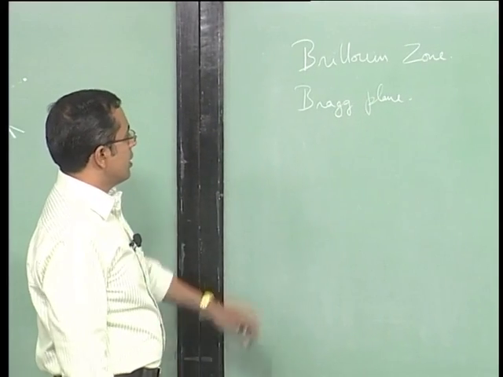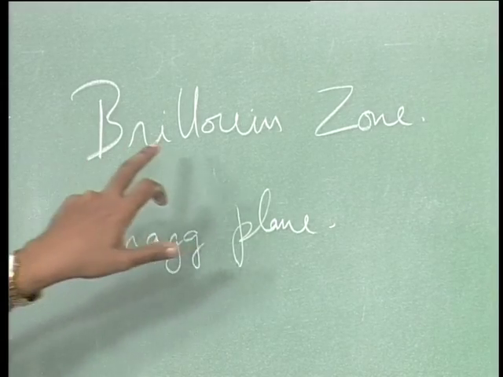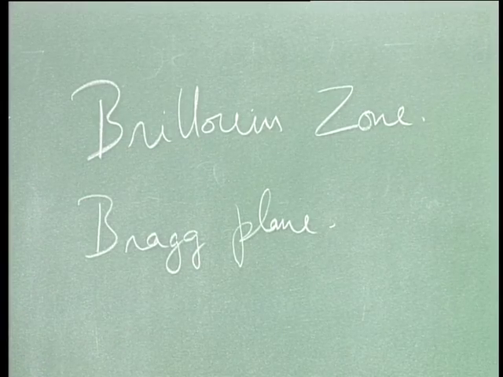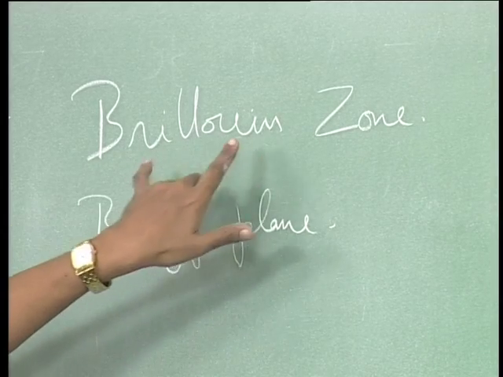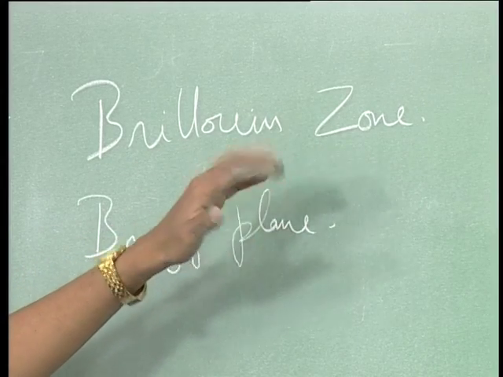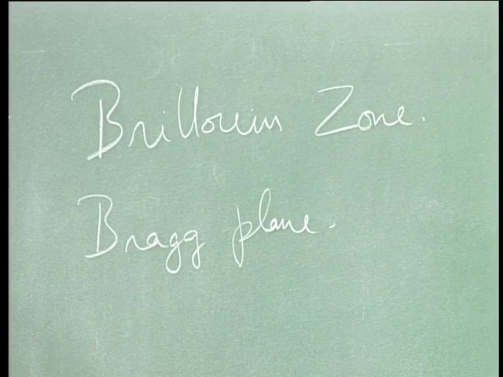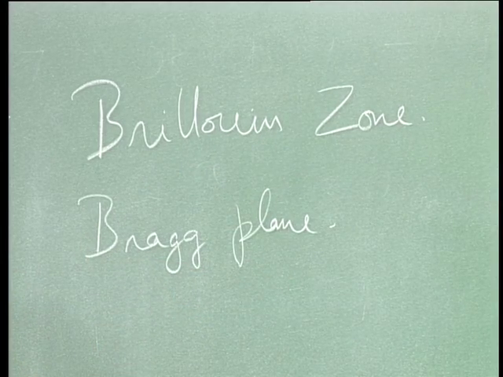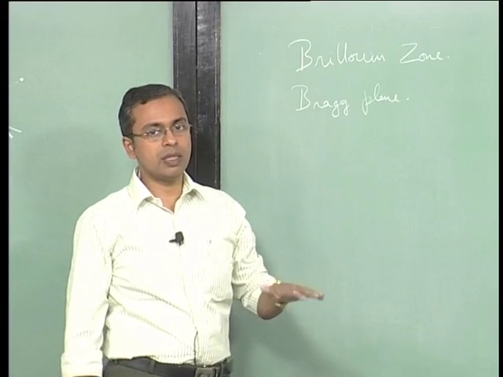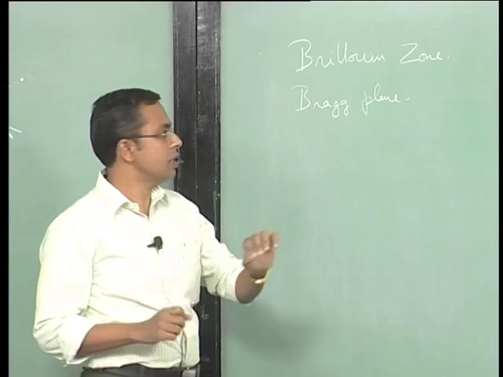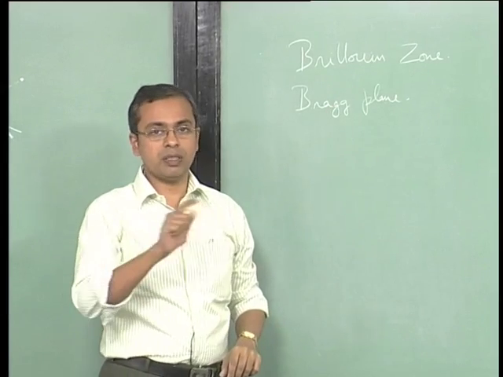Okay. So first we will define something called the first Brillouin zone. Once we describe what a Brillouin zone is, we will find that there are further qualifications to it. We can call it the first Brillouin zone, second Brillouin zone, third Brillouin zone, and so on. So right now I will describe only what the first Brillouin zone is.